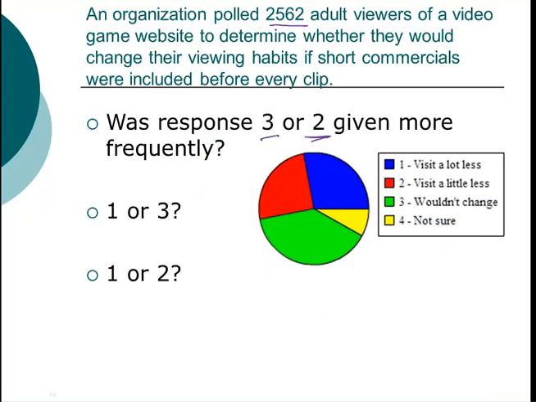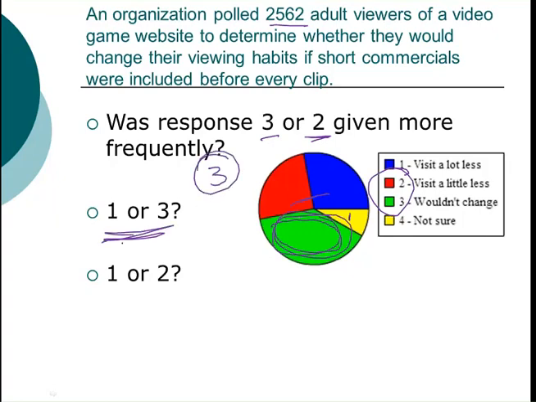So your job is to just understand the pie chart, the way that this goes, and we're looking at the fact that the green is the largest, and then it looks like it's a close call between the red and the blue, and then obviously the yellow is the smallest. So it says 3 or 2, which one's bigger? Well, the green is the largest area, and the largest area means that that's the one that was most frequent. So the answer here was 3.